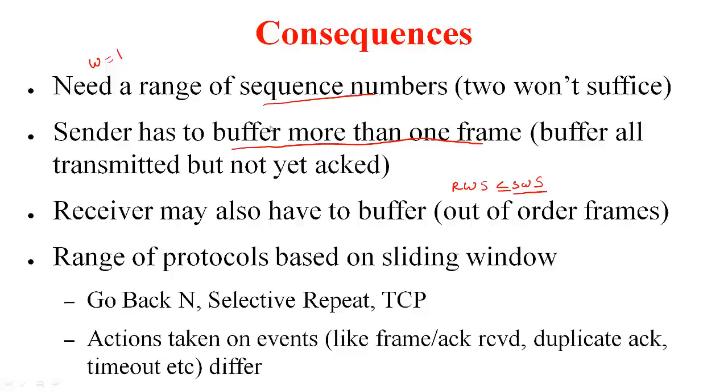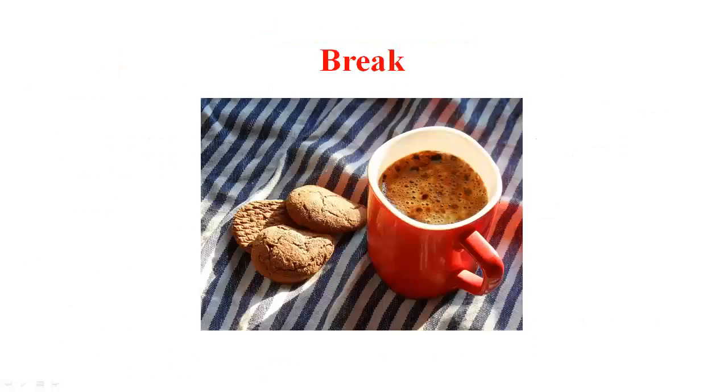And there are a whole range of protocols based on the sliding window concept that I will cover: Go-Back-N and Selective Repeat. The TCP protocol itself, which we will cover in detail later, is based on sliding window. Now, how do these protocols differ? Basically, the actions they take on events like when you receive a frame, an ACK, a duplicate ACK, or a timeout are going to be different for these different protocols.